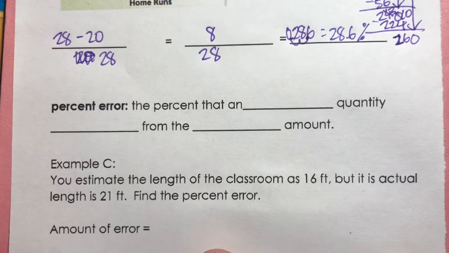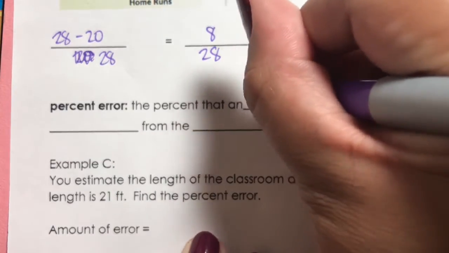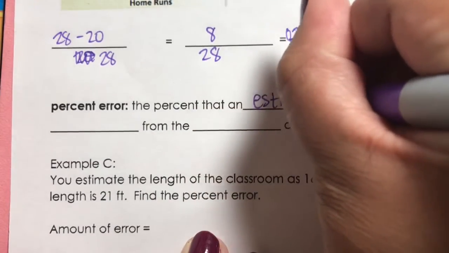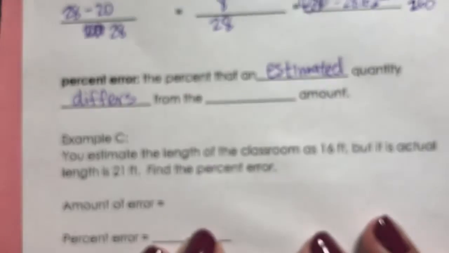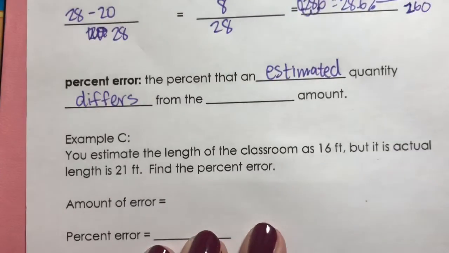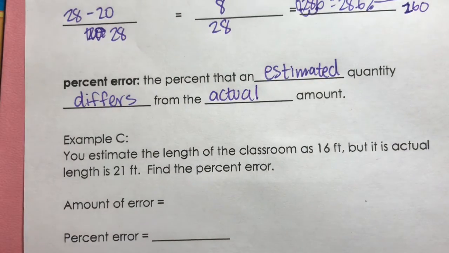Okay, so our percent error. Let's look at how we figure out percent error. So percent error is the percent that an estimated quantity differs or is different from the original amount or the actual amount. So meaning, let's say you estimated that the movie was going to be 2 hours and 30 minutes, but the actual length of the movie was only 2 hours and 20 minutes. So that you would need to find your percent of error.